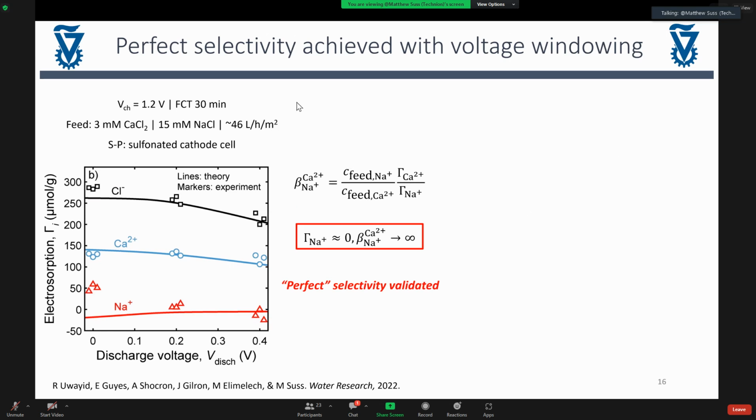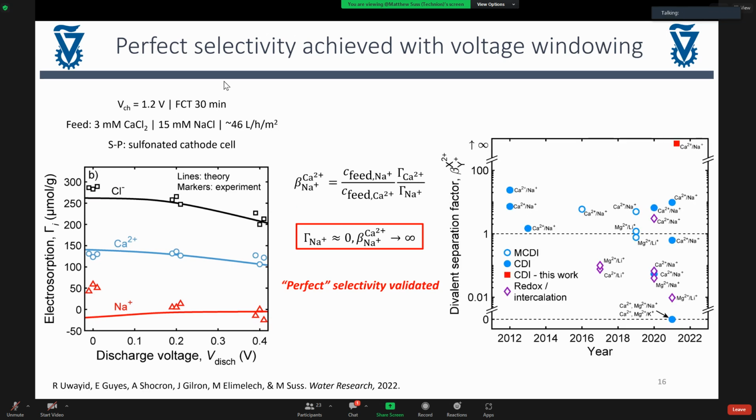And as you can see in the plot on the left, we also have theory lines that predict the same phenomena that we see experimentally. So we validate what the theory was showing, that we can do this perfect selectivity. If you look at a historical review, on the y-axis we have the divalent separation factor, the calcium to sodium divalent selectivity. That pretty strong selectivity had been seen before, like a separation factor of 23 for calcium versus sodium. But it hadn't been shown before with any type of electrode material that you could do perfect separation, as far as we were able to find in the literature.